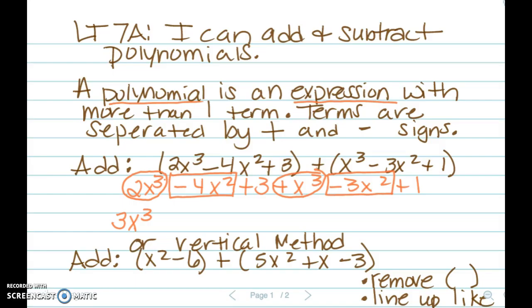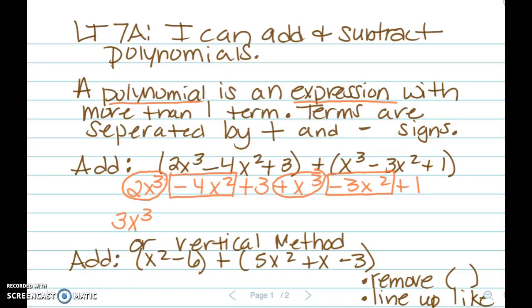So for my next polynomial addition, I have x squared minus 6 plus 5x squared plus x minus 3. Again, we remove the parentheses, but this time we're going to line them up as like terms. So when I remove the parentheses from 5x squared plus x minus 3, I'll line the 5x squared up with the x squared. I'll line the x up here with the middle because I do not have an x term in the first polynomial. And I'll line the negative 3 up with the negative 6. And then I have to remember to add. So I'm going to put a big plus sign here out front to remind myself I'm adding.